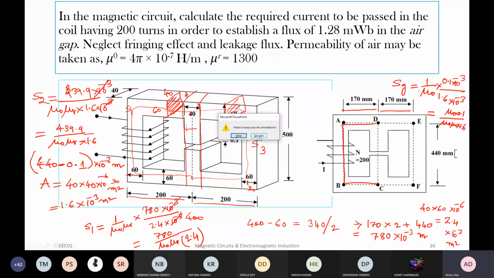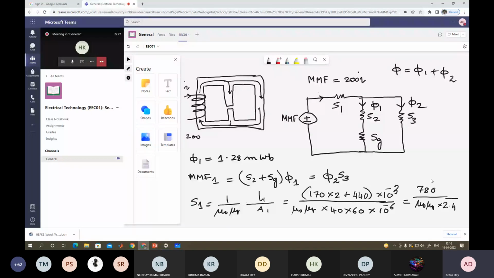So once you have all this, we can go back again to our calculation, what we are doing here. So we got our S1 and we got our S3. So S1 equal to S3 equal to 780 by mu 0 mu r into 2.4, and you have S2 equal to 439.9 by mu 0 mu r divided by mu 0.